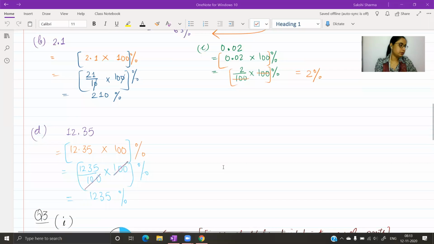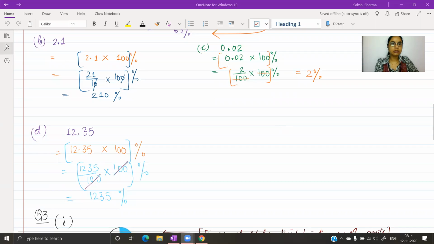We were doing chapter 8, exercise 8.2. We have started question number 2 and we have done 3 parts yesterday. I told you to try the last part on your own, although I had shared the answer later also. Then question number 3 we did not do, but I did ask you to try it on your own. I will go over the question once and then we will see how we have to do it.